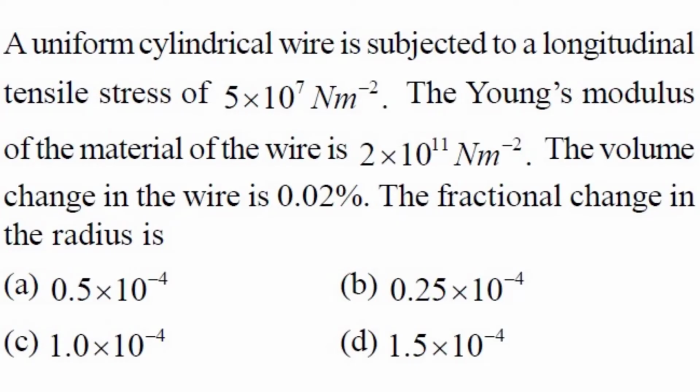A uniform cylindrical wire is subjected to a longitudinal tensile stress of 5 into 10 power 7 Newton per meter squared. The Young's modulus of the material of the wire is 2 into 10 power 11 Newton per meter squared. The volume change in the wire is 0.02%. The fractional change in the radius is.